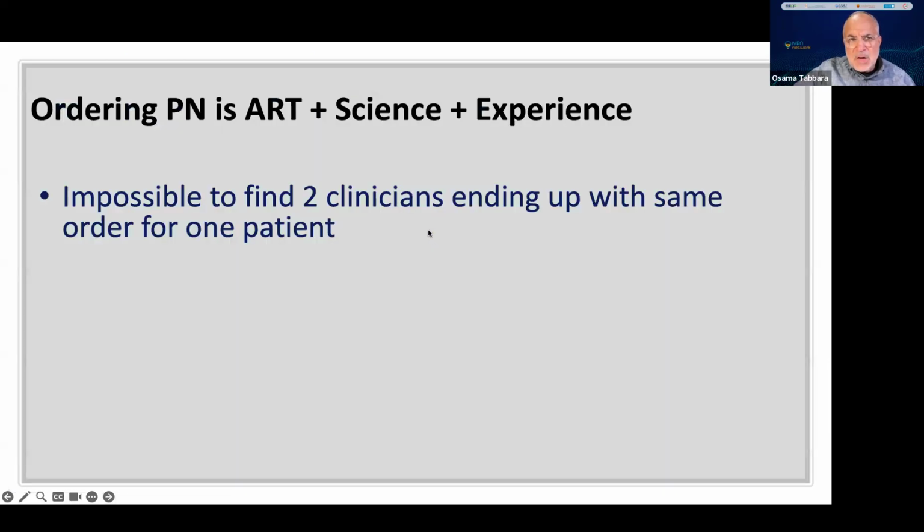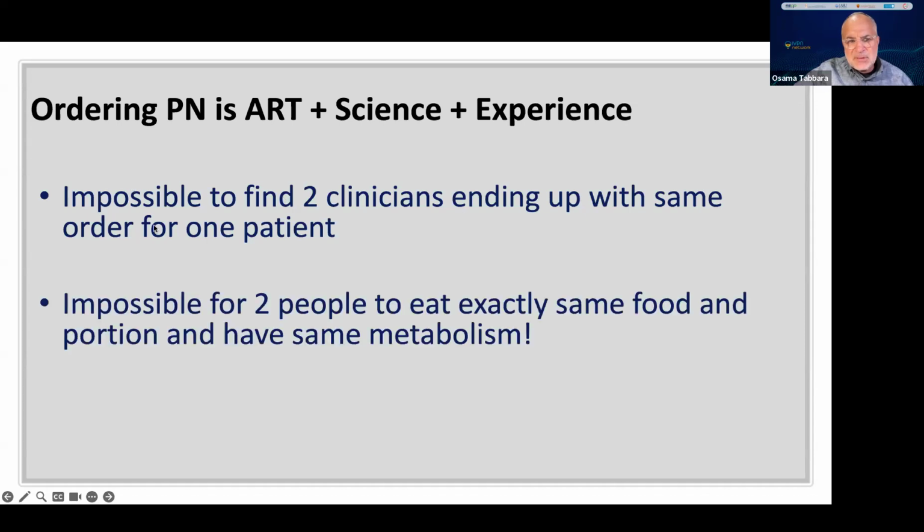So, ordering parenteral nutrition is an art, science, and experience. If you give, for example, a parenteral nutrition order form to two clinicians, do they end up with the same order for one patient? No, they don't end up with the same order. It's impossible to find exactly similar orders written by two clinicians. And this also tells us that we don't have to be very picky when selecting premixed parenteral nutrition or multi-chamber bags, because there is always a variation between 20 and 30%.